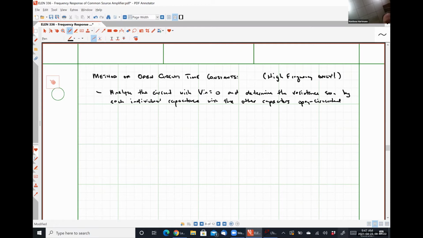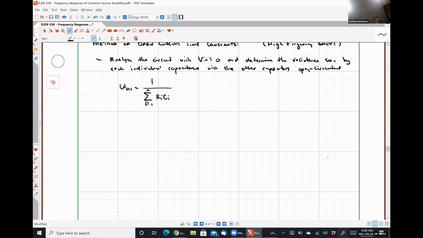Our estimation for omega high is going to be 1 over the sum from i equal to 1 to n of Ri Ci. So it's just the sum of the time constants. And then we take the reciprocal of that. So this is different than the summation that we did at low frequencies. At low frequencies, we added the reciprocals. Here, we're adding the time constants and then taking the reciprocal. So it is slightly different methodology.